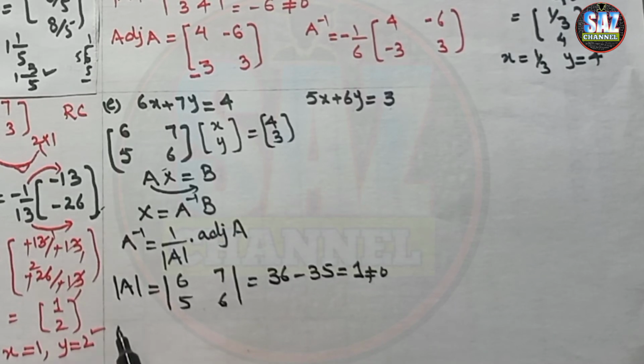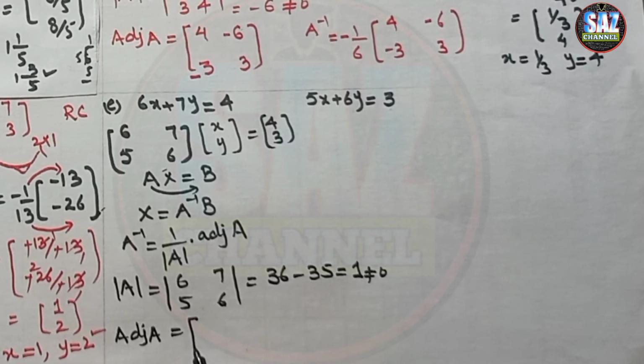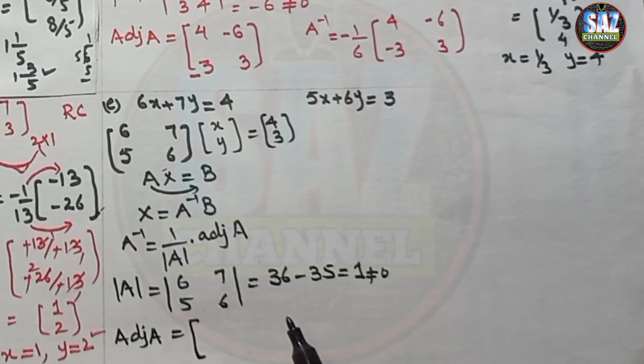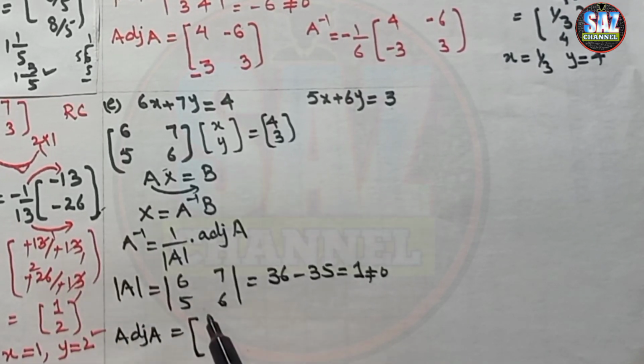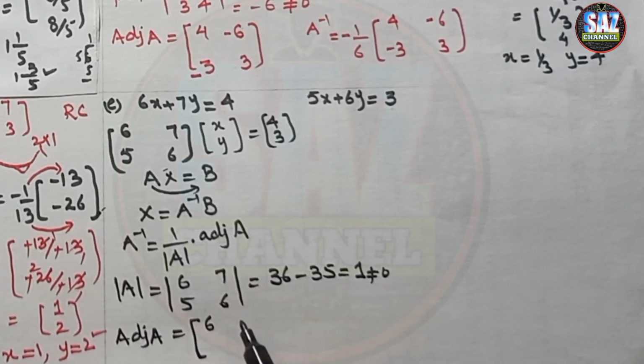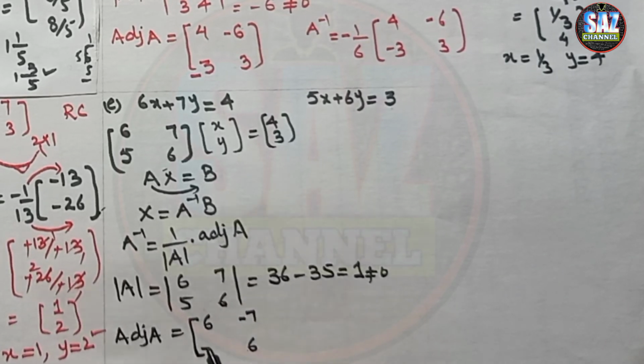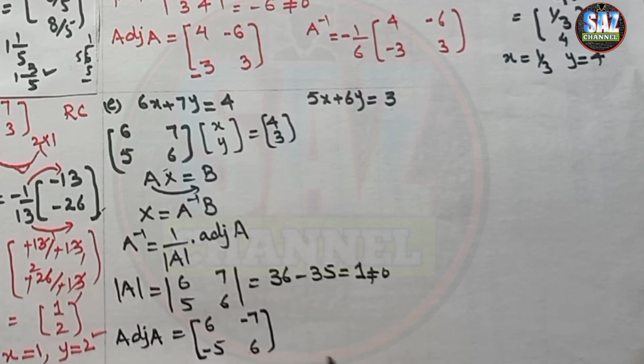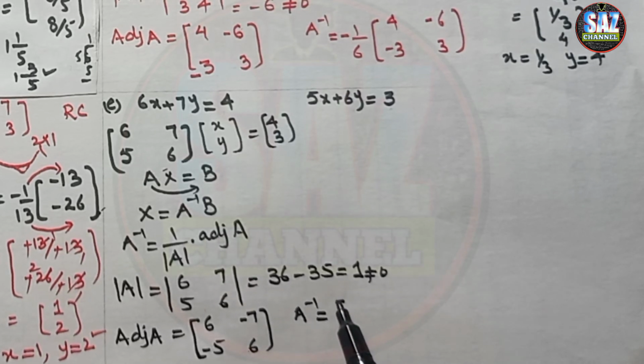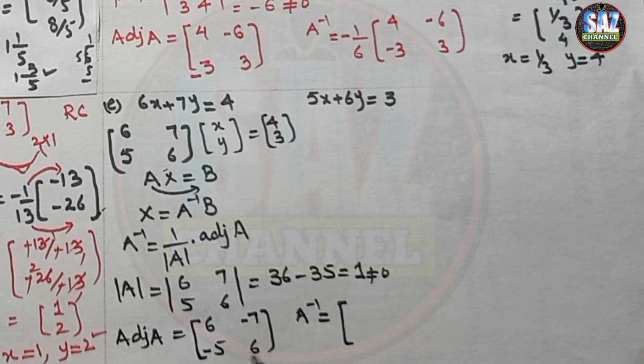And now the adjoint of A. For the adjoint, we have to change the places of the diagonal entries 6 and 6 and attach a negative sign with the other diagonal entries 7 and 5. So A inverse will be equal to 1 over determinant. As the determinant is 1, I'm not writing it. I will simply write the entries of the adjoint: 6, minus 5, minus 7 and 6.